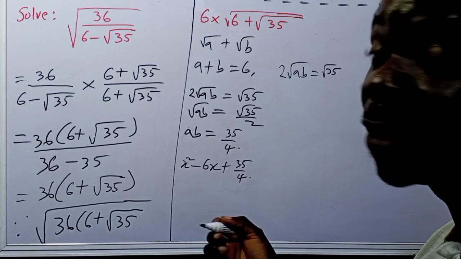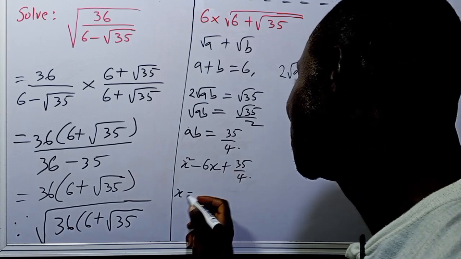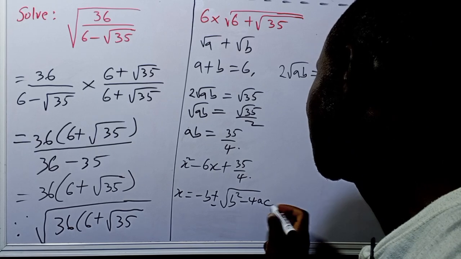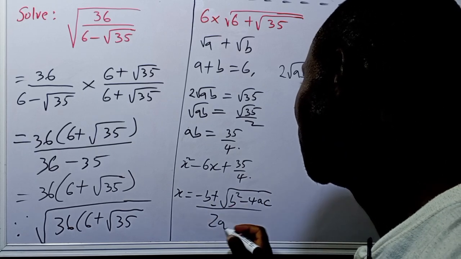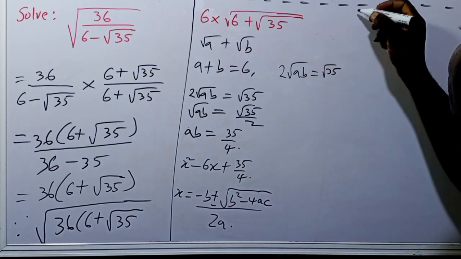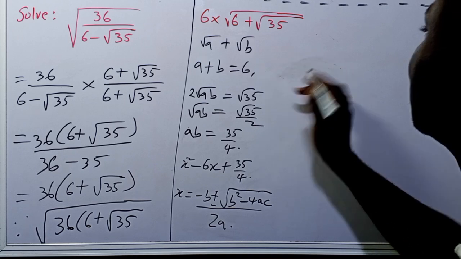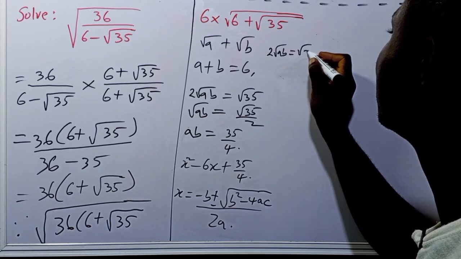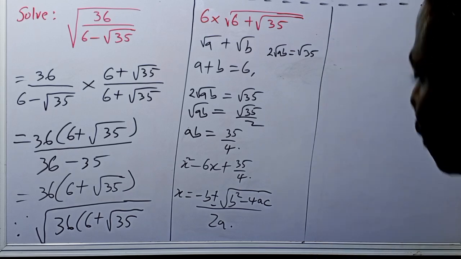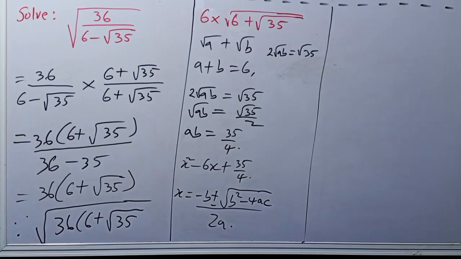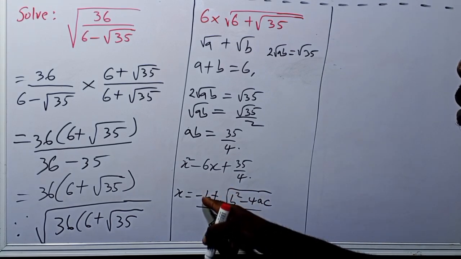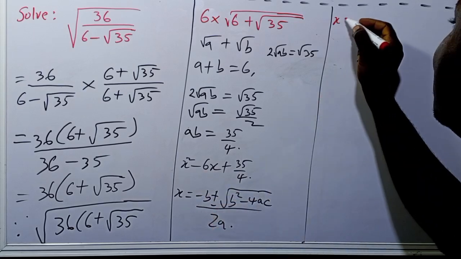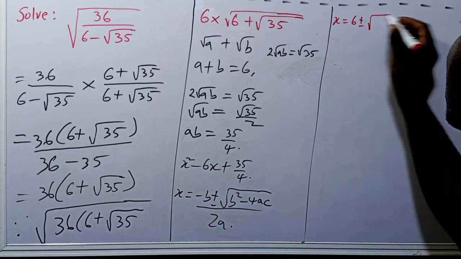This takes us to the quadratic formula, as I said earlier, which is s is equal to minus b plus or minus square root of b squared minus 4ac, over 2a. Now don't forget this expression: 2 square root ab is equal to square root 35. The first b is minus 6, so minus and minus is plus. So you have s is equal to 6 plus or minus square root.